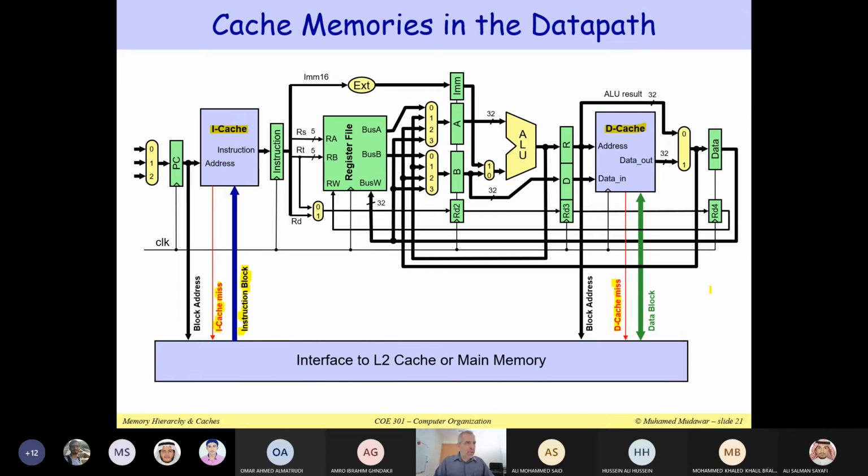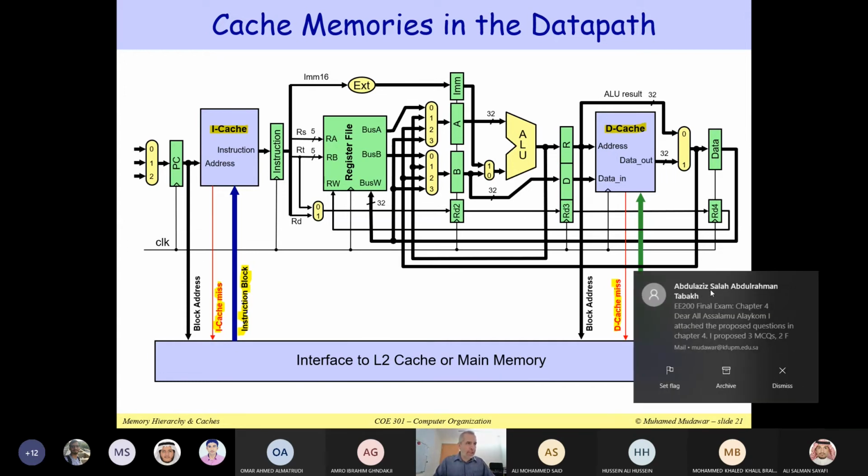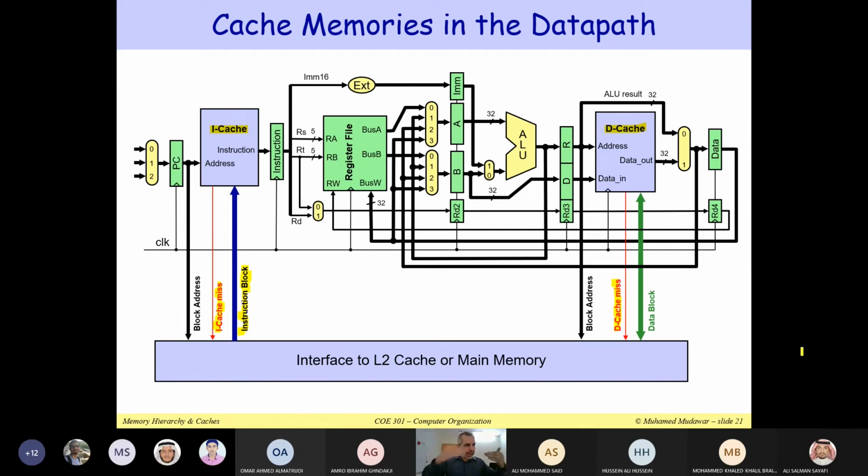For simplicity, I'm going to assume that there is no level 2 cache, but today in more advanced CPUs, we do have a second level of cache and even a third level of cache. But this will make the hierarchy more complex. So for simplicity, I'm going to assume there is only one level of caches. So now the iCache and the data cache are both at level 1. So we call them level 1 caches.